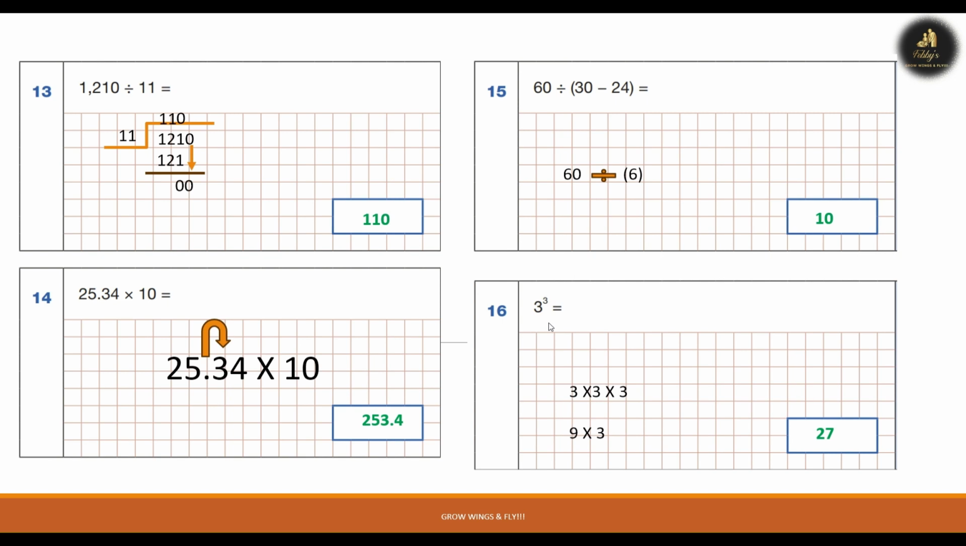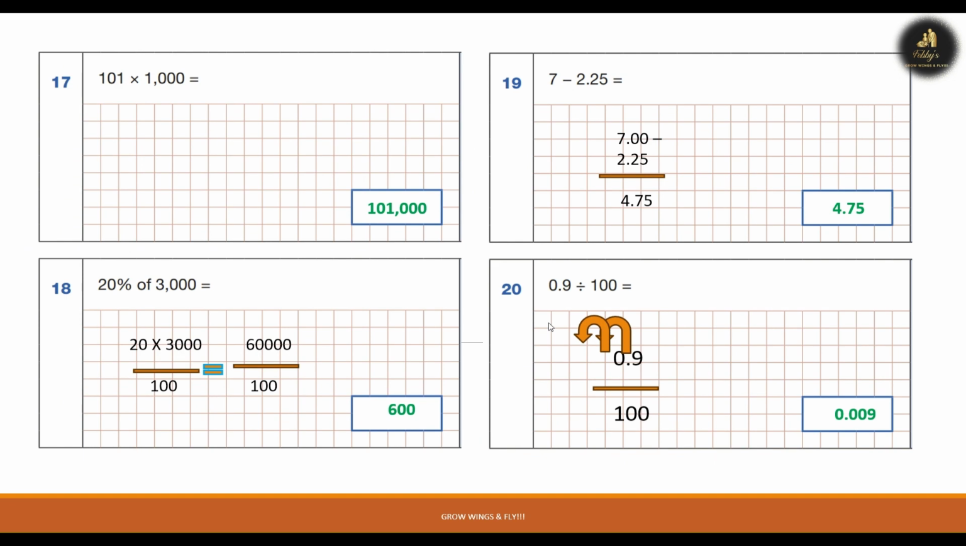In question 17, we get the answer as 101,000. It is easy to do such questions. Here it is multiplied by 1,000. We simply add the 3 zeros towards the end of the number in the question, in this case 101, and then 3 zeros to get the answer. Question 18. We multiply 20 and 3,000 to get 60,000. We would then divide that by 100 as the question is about percentages, giving us the answer as 600.